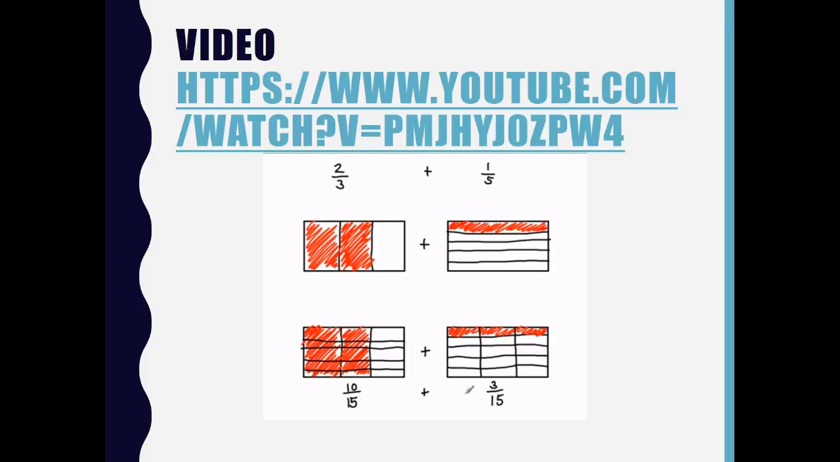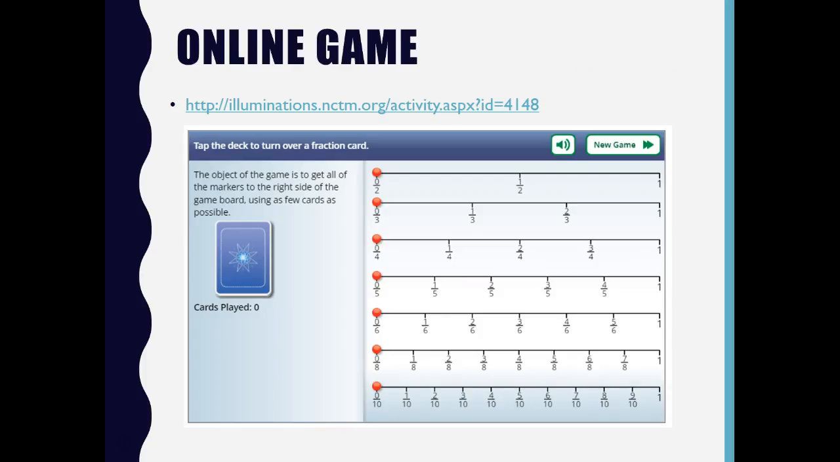There's also one other video where the kids draw pictorial models, but notice it's just a little different than what I showed you earlier when we're just finding common denominators. There's also an online game available from Illuminations from NCTM where the kids just pick a card and then they're trying to move over those red dots with as few moves as possible. And therefore, they need to know how to get common denominators.